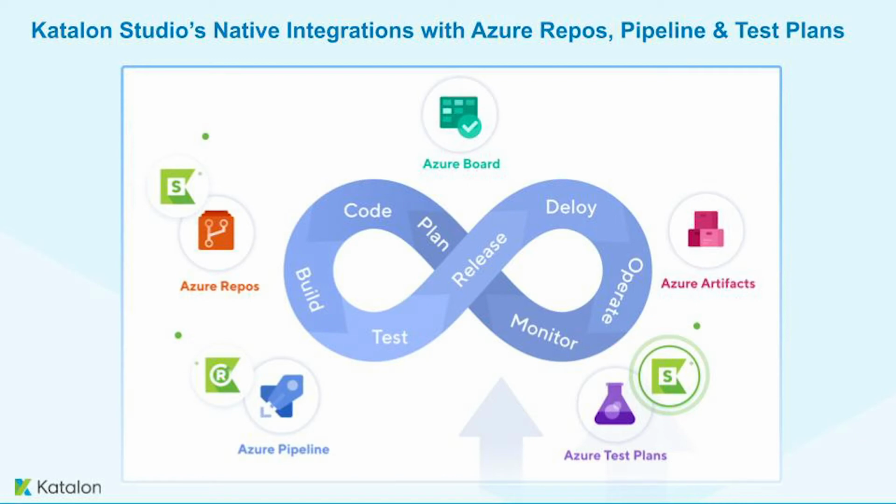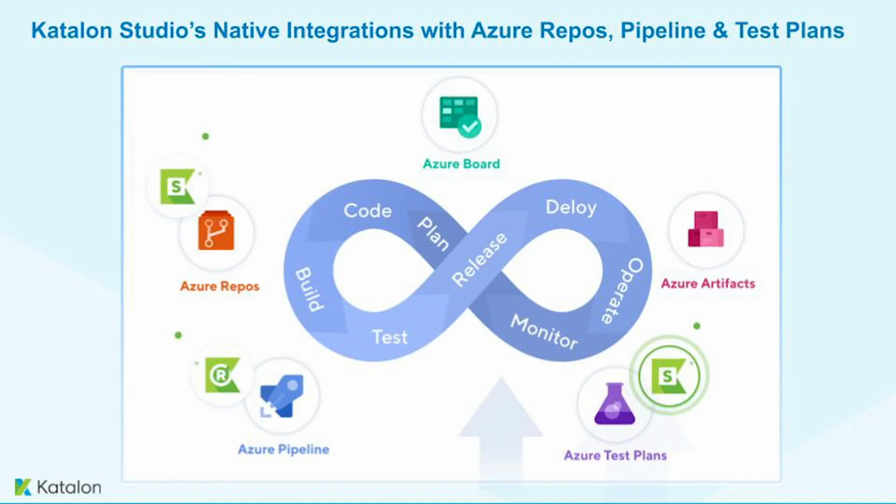What you see here is Katalon Studio has already established native integration with 3 key components, which are Azure Repos, Pipeline, and Test Plans. The goal is to allow you to increase collaboration and productivity among your team members. The long-established integration between Azure Pipeline and Katalon Runtime Engine, in particular, allows users to trigger the run of Katalon tests in Azure Pipeline.